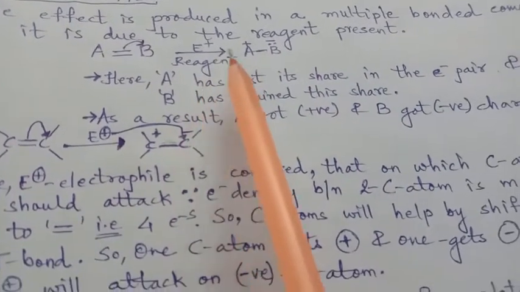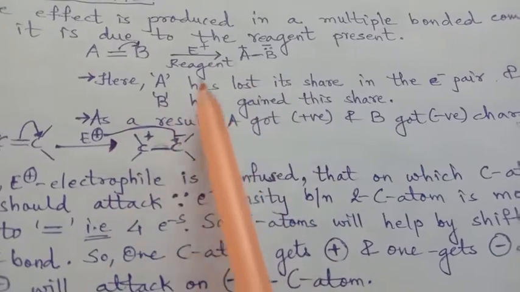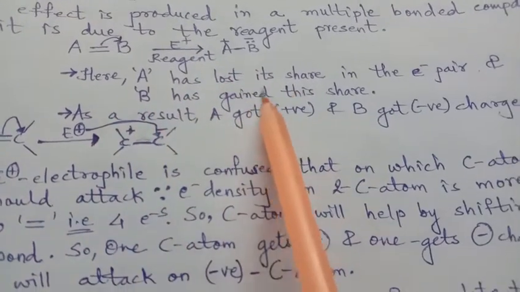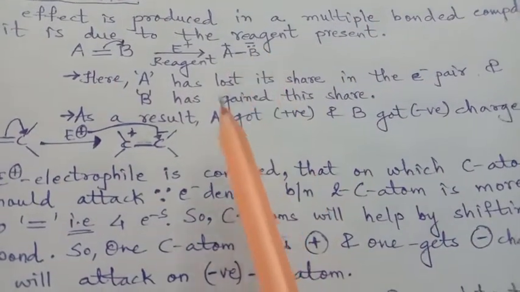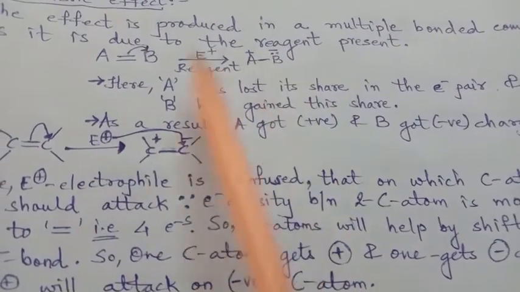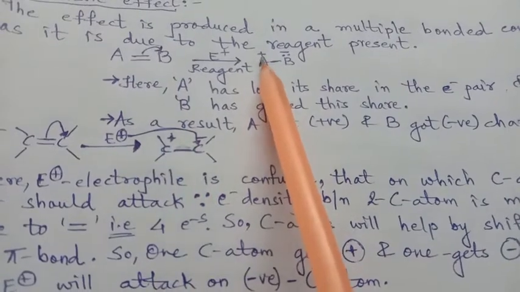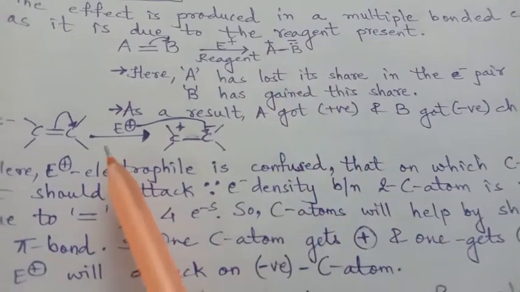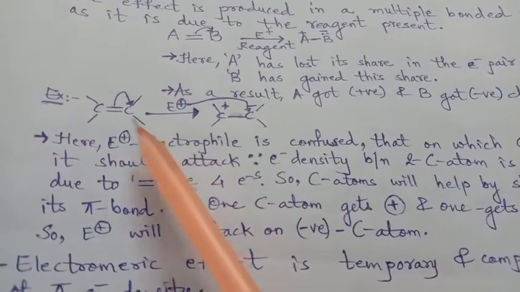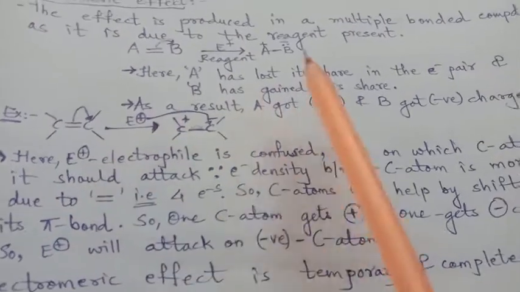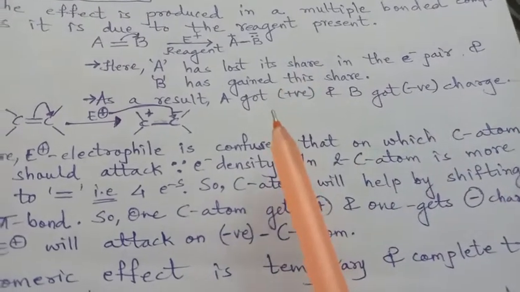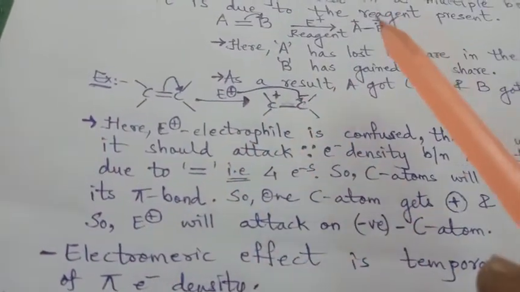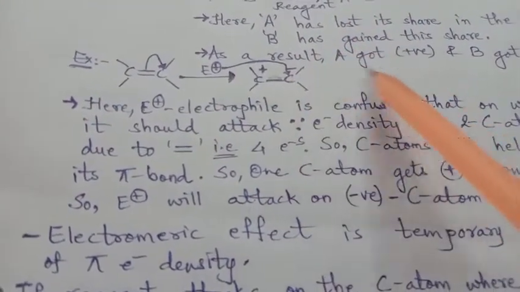So here A is losing, right? Or A has lost its share in the electron pair and B has gained its share. Once both have shared, now A has lost its complete share and B has gained its share. So an example is also given here. So what happened here, as a result A got positive and B got negative charge, right? Here also in question 17 or 16 we have discussed this.